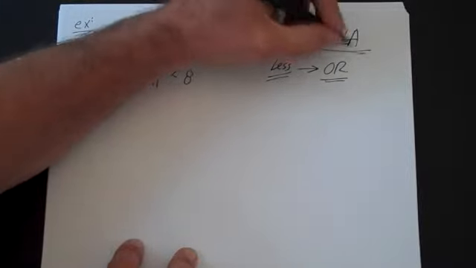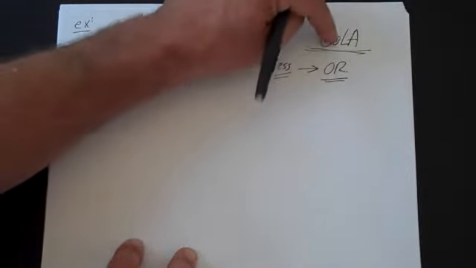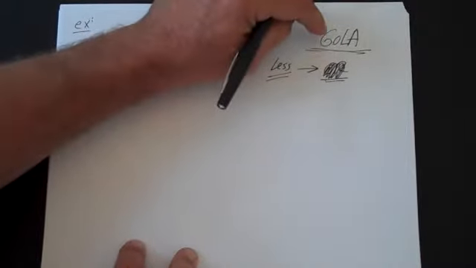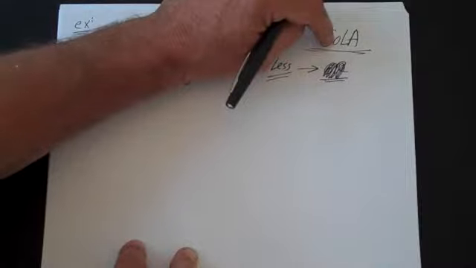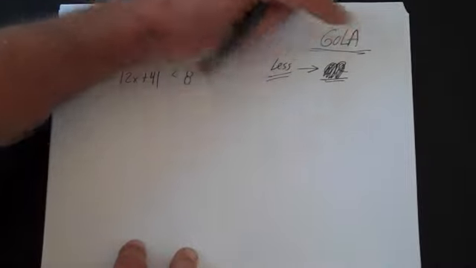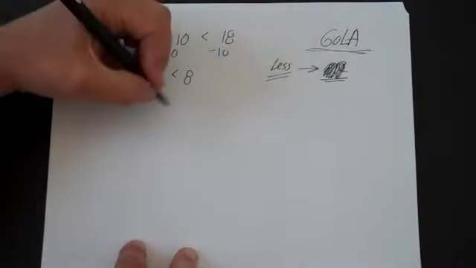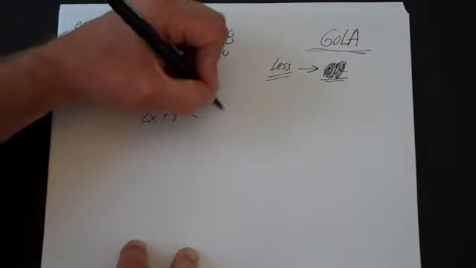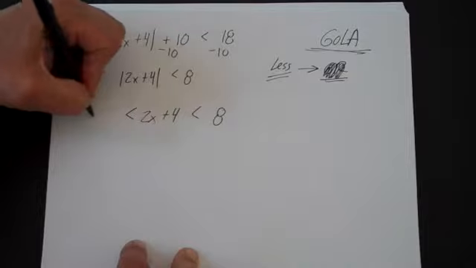If it's less than, it's no. Greater is OR, less is AND. So we made a mistake here, right? That's the reason we use GO-LA. So if it's greater, it's OR. If it's less, it's AND. This is less, so it's AND. So 2x plus 4 has to be between 8 and minus 8.